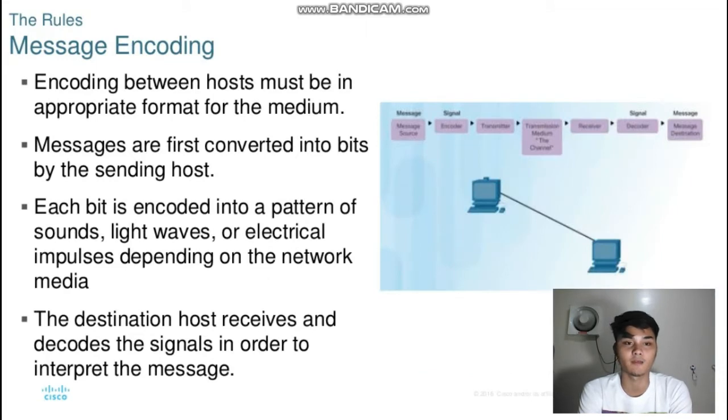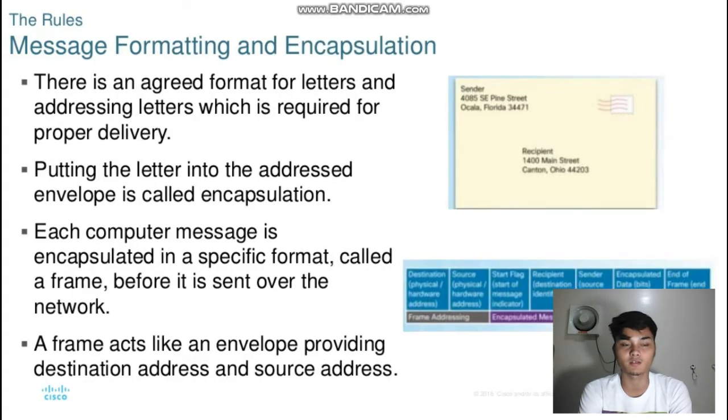So we have message encoding. Messages between hosts must be in an appropriate format for the medium. Messages are first converted into bits by the sending host. Each bit is encoded into a pattern of sound, light waves, or electrical impulses, depending on the network, such as fiber, wireless, and so on. The destination host receives and then decodes the signal in order to interpret the message.